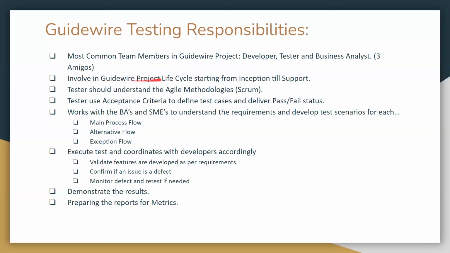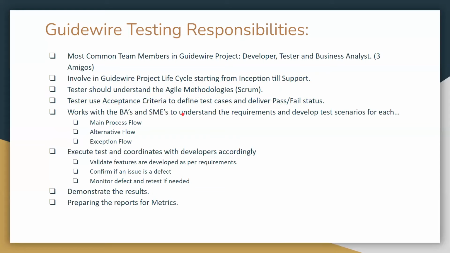A Guidewire tester should be involved in every phase of the Guidewire project lifecycle, starting from inception till support. Testers should understand the agile methodology. The methodology currently used in any Guidewire project is agile scrum. DevOps has not yet started. Mostly all the projects use the agile methodology, and testers use the acceptance criteria to define the test cases. Based on that, they can pass or fail the test case.